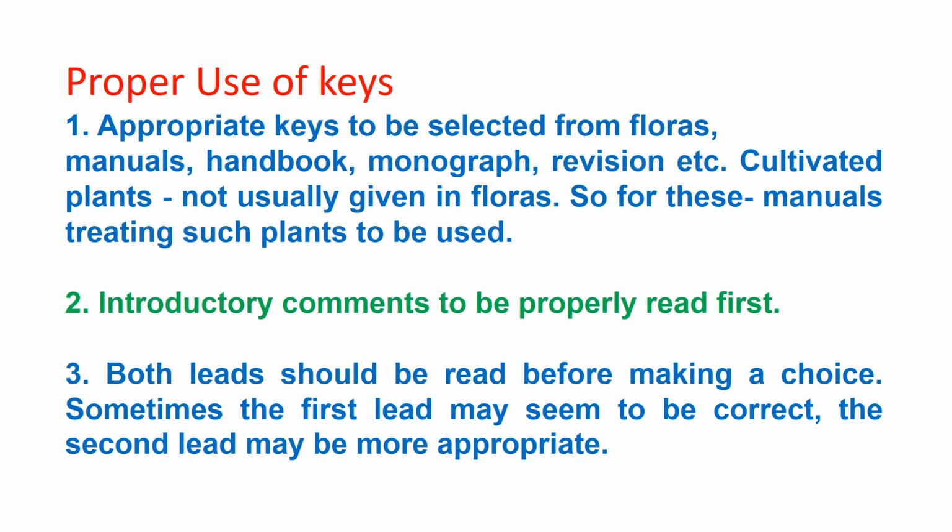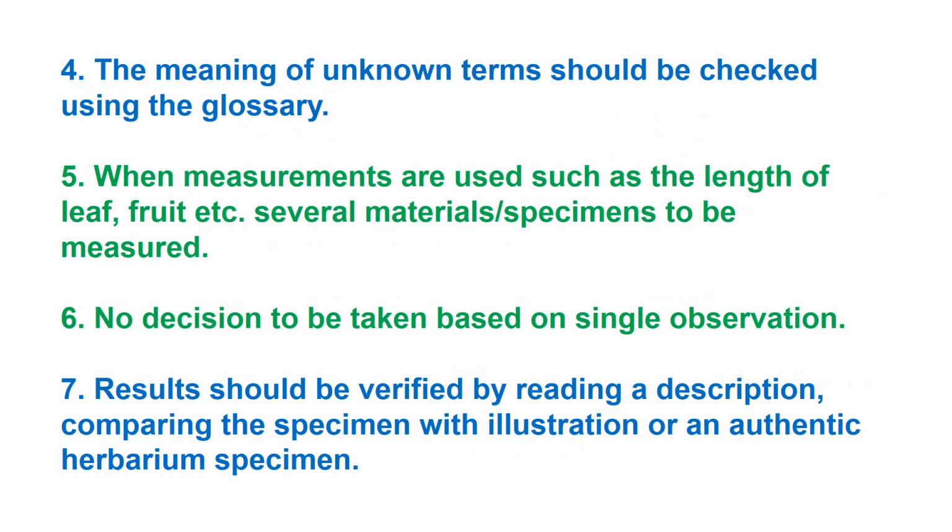Sometimes the first lead may seem to be correct, but the second lead may be more appropriate. So we have to check which one is appropriate for that particular plant. Then, cultivated plants are usually not given in floras, so manuals treating such plants are to be used. Then the fourth one is that the meaning of unknown terms should be checked using glossaries. If we don't know the meaning of a particular term, then we have to refer to the glossary. Based on that, the key can proceed. When measurements are used, such as the length of leaf, fruit, etc., several specimens or materials are to be measured.